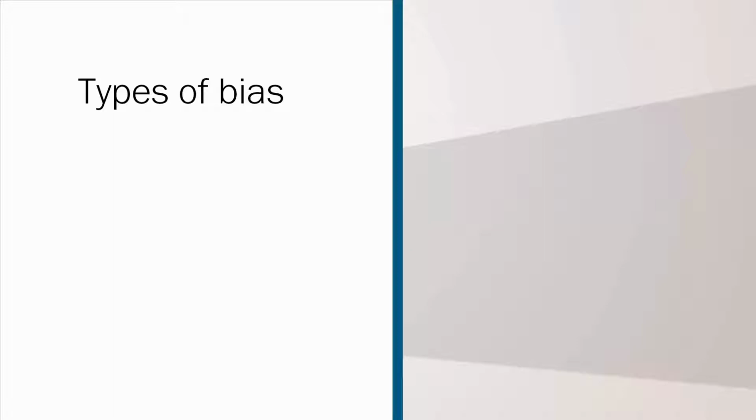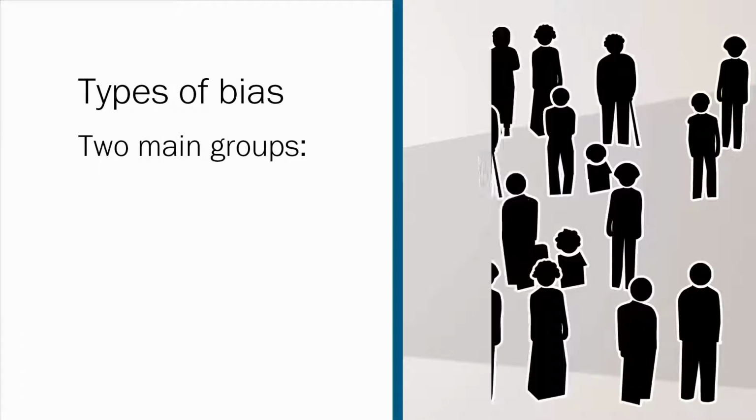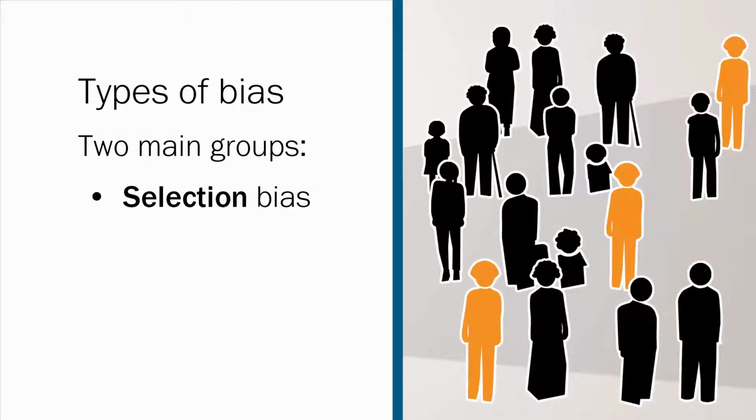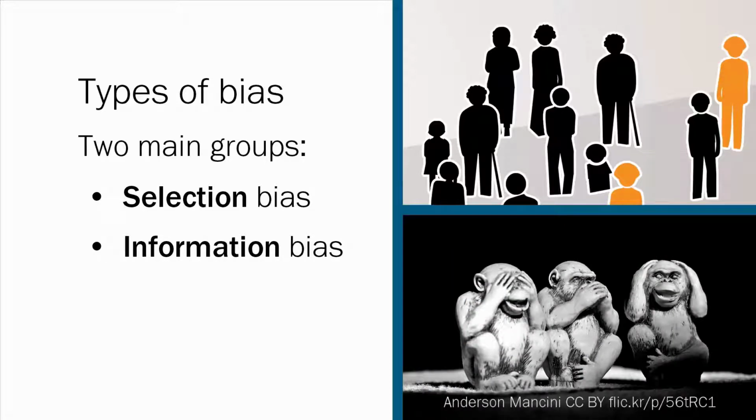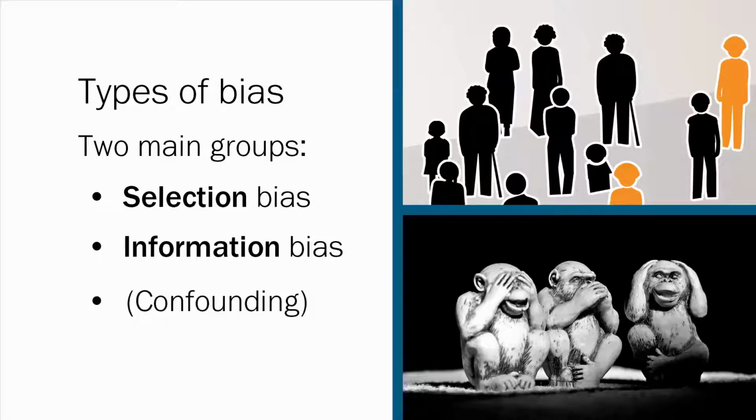There are many types of bias, but don't worry, you don't need to know the names of them all. They can really be put into two main groups: selection bias and information bias. In addition, confounding is another type of bias which we discuss in another presentation. When we consider our study's results, we should always ask if the observed effect could be due to bias.